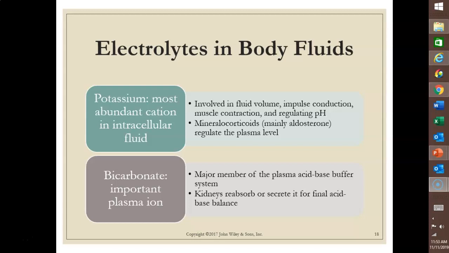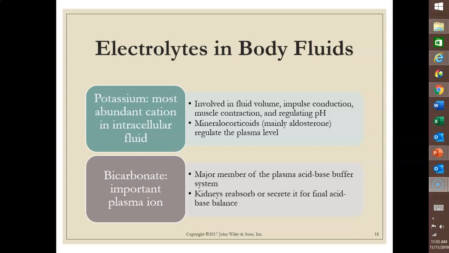Normal blood plasma concentration is controlled by aldosterone. When blood plasma potassium is high, more aldosterone is secreted into the blood. Aldosterone stimulates the cells of the renal collecting ducts to secrete more potassium, so potassium is lost in the urine. When blood plasma level is low, aldosterone secretion decreases and less potassium is lost in the urine.